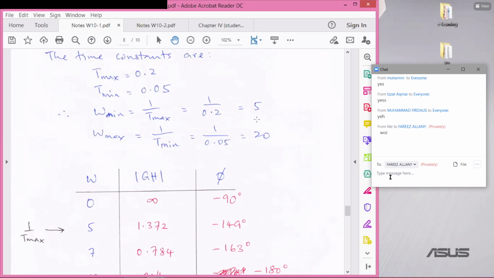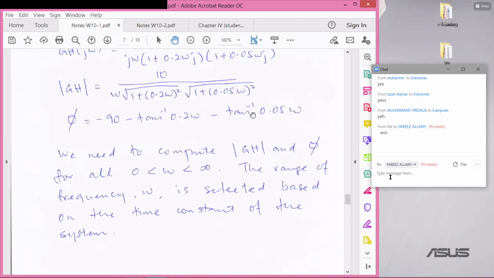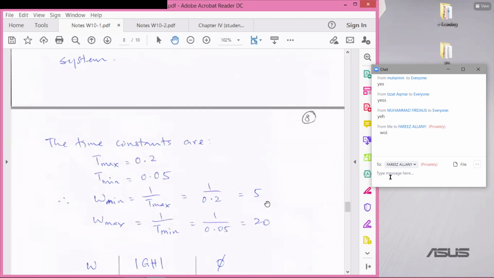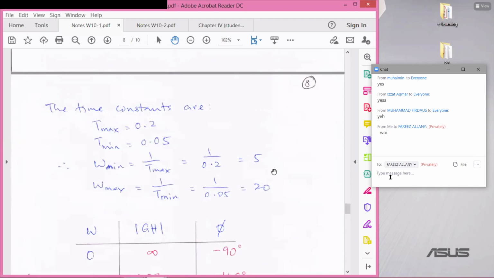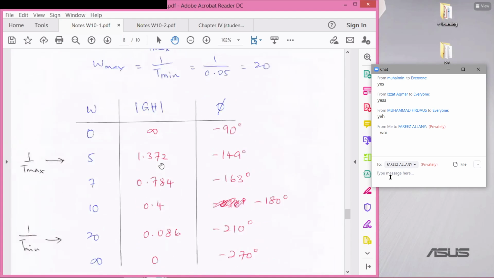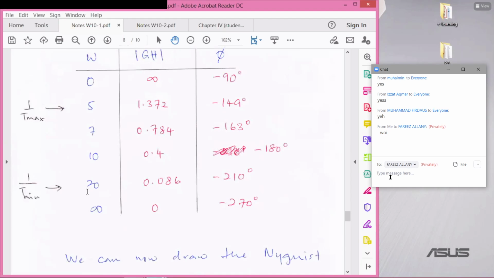At least you must compute the magnitude and the phase angle for these two frequencies, 5 and 20. Then, to make a good diagram, you just select a few more points. So at least you must compute for omega equal to 5 and omega equal to 20, and the rest I just select randomly.